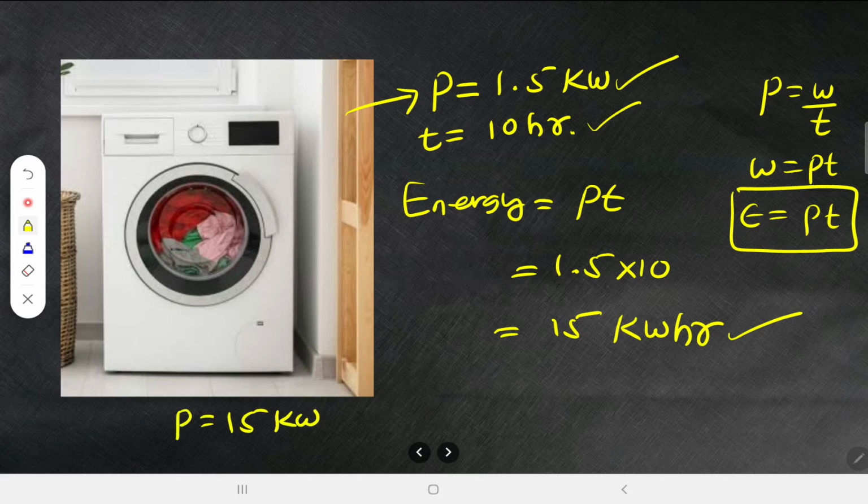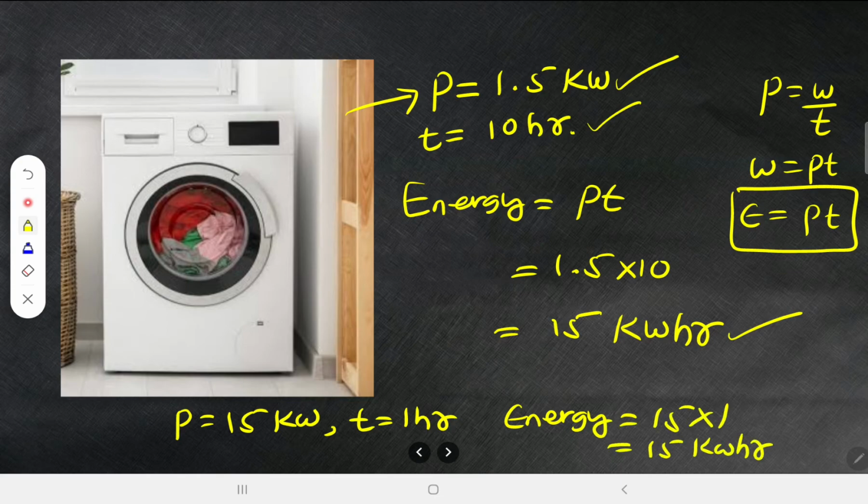Look at this, it has 15 kilowatt and it is used for 1 hour. Now how much energy will it consume? Energy is equal to PT, P is 15, time is 1, so it is going to consume 15 kilowatt hour. Is there any difference between the first thing and the second thing in energy consumption? No difference. Here it is consuming 15 kilowatt hour and here also 15 kilowatt hour. It is the same, just that this one is more powerful. In less time only it is using more energy.